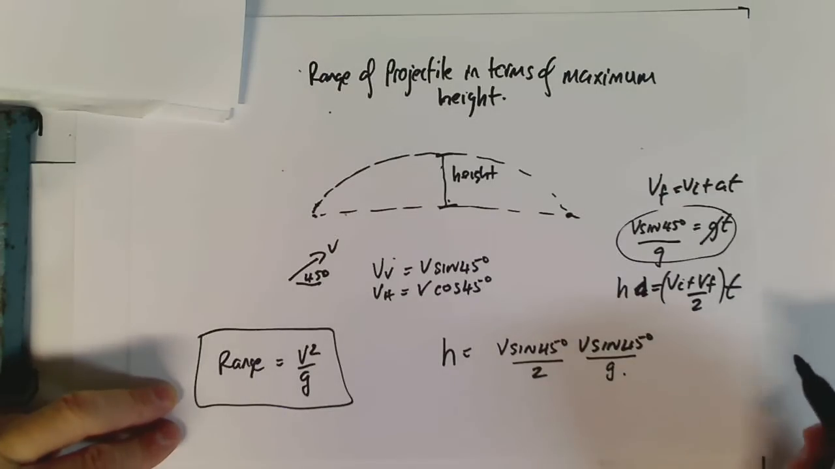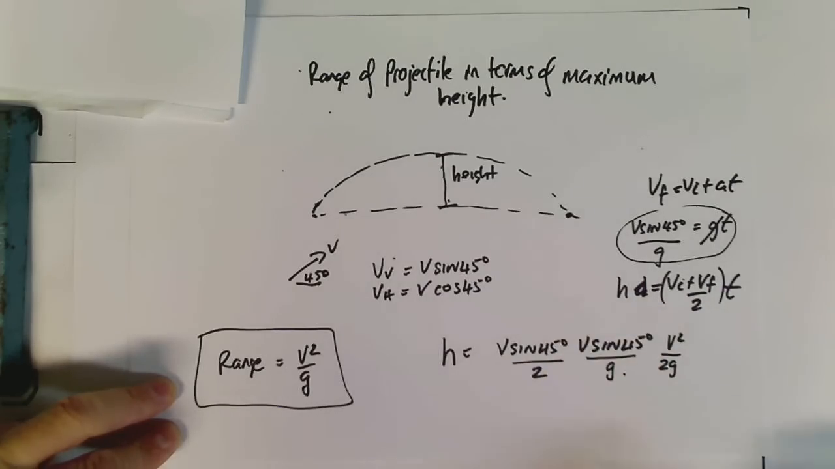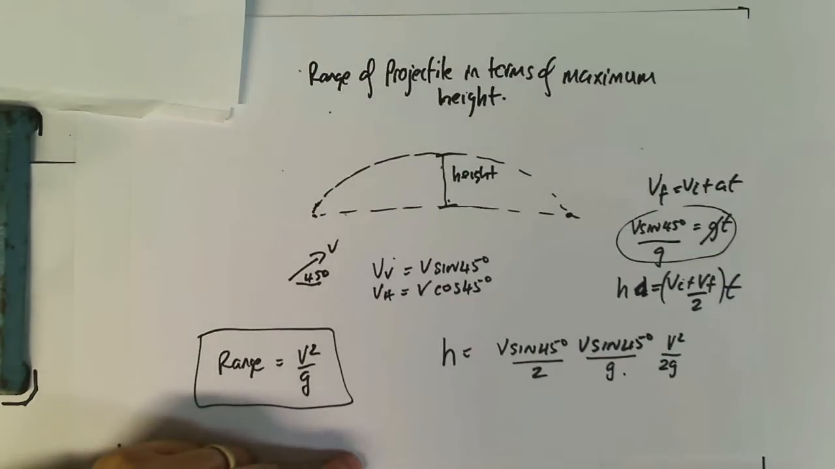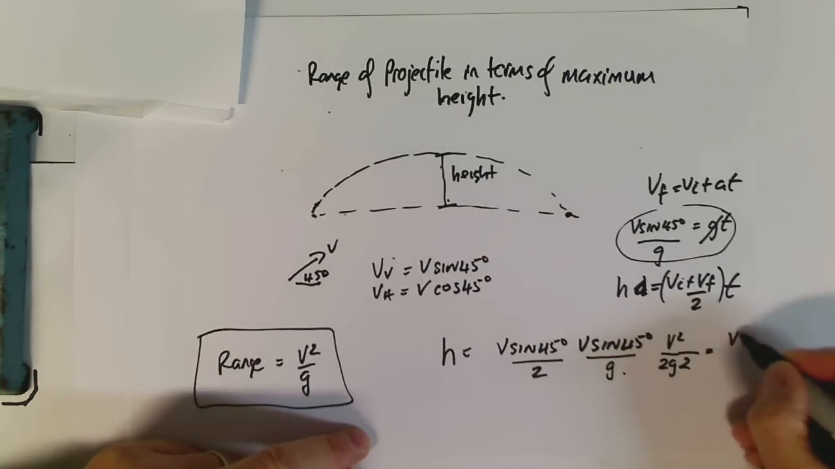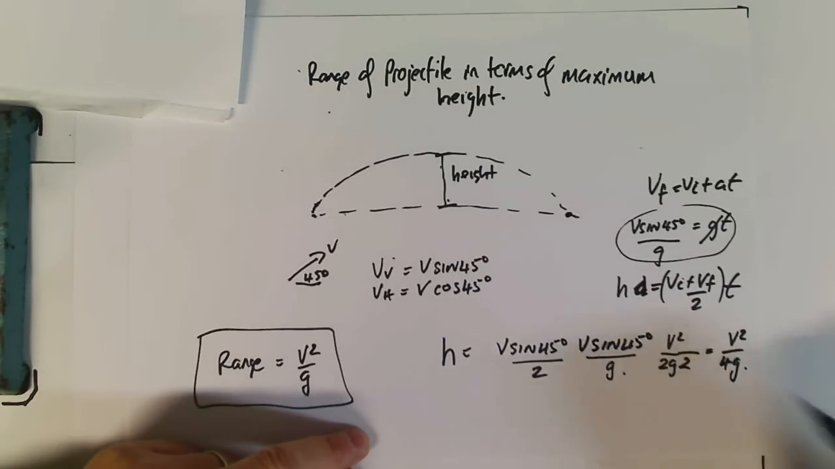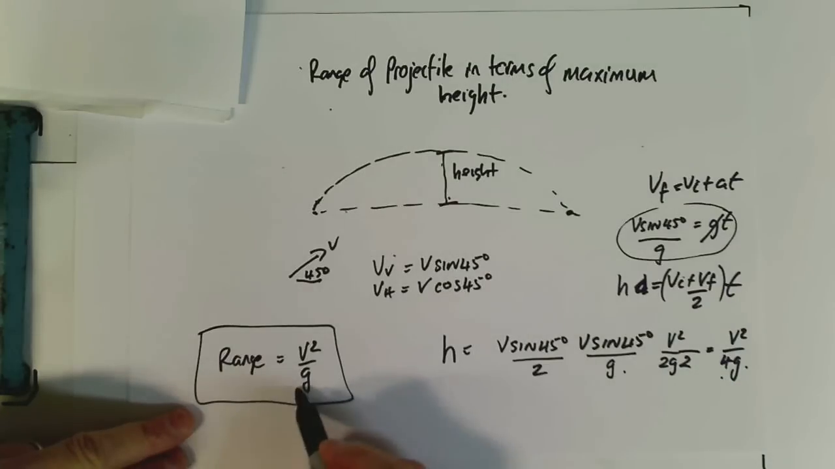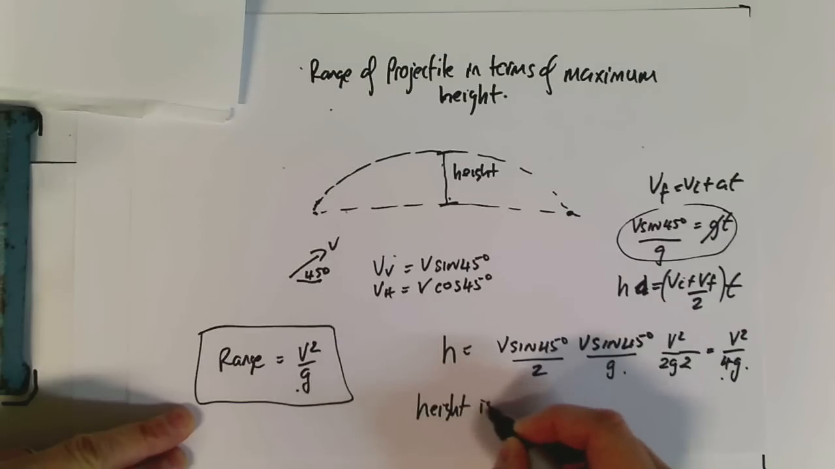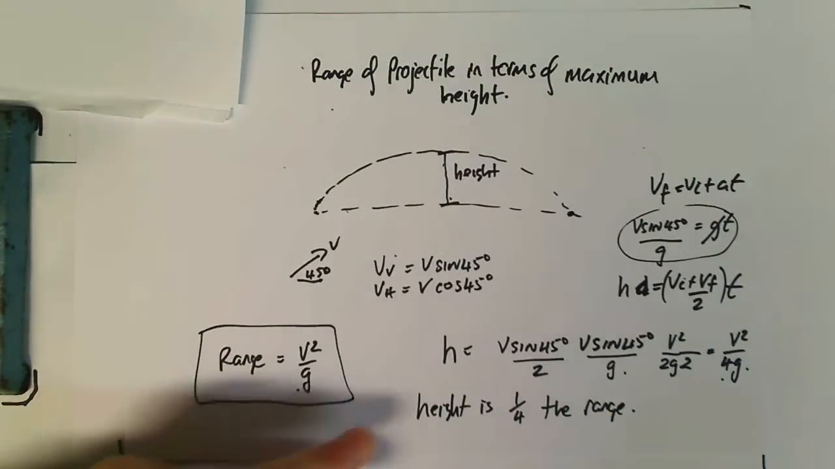Now this is similar to the other one where we end up with V squared over 2G, and then we've got to do those sine of 45, sine of 45. Now that's 1 over square root of 2, 1 over square root of 2, which is 1 over 2. So we end up with another 2 here, which means we equal V squared over 4G. So that's telling us that the height is 1/4 the range. So the height is 1/4 the range. And we're done.